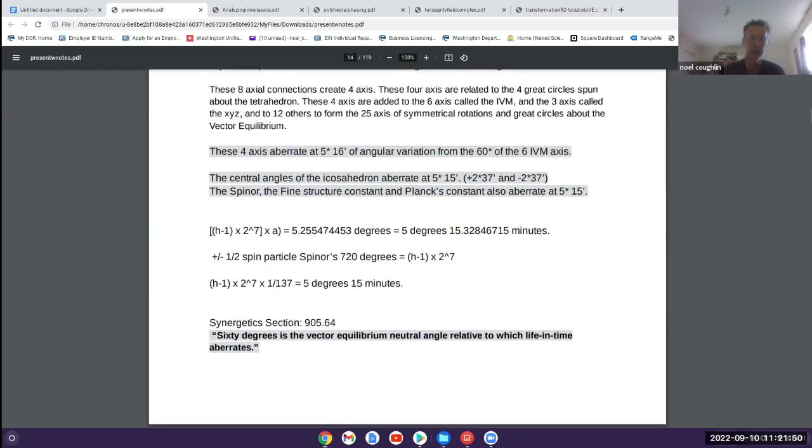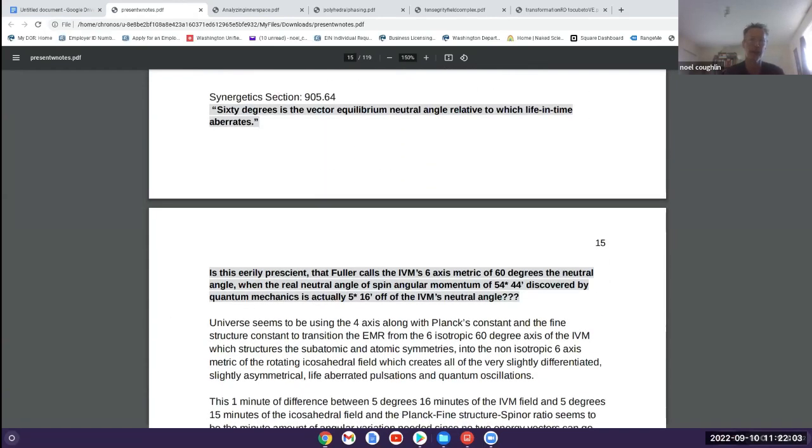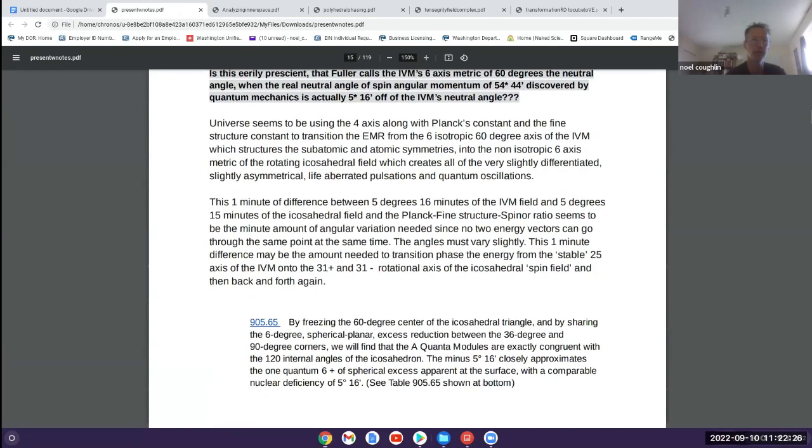The central angles of the icosahedron aberrate at 5 degrees 15 minutes. The spinor fine structure constant and Planck's constant also aberrate at 5 degrees 15 minutes. Synergetics says 60 degrees is the vector equilibrium neutral angle relative to which life in time aberrates. Is this eerily prescient that Fuller calls the IVM 6-axis metric of 60 degrees the neutral angle, when the real neutral angle of spin angular momentum of 54 degrees 44 minutes discovered by quantum mechanics is actually 5 degrees 16 minutes off of the IVM's neutral angle?